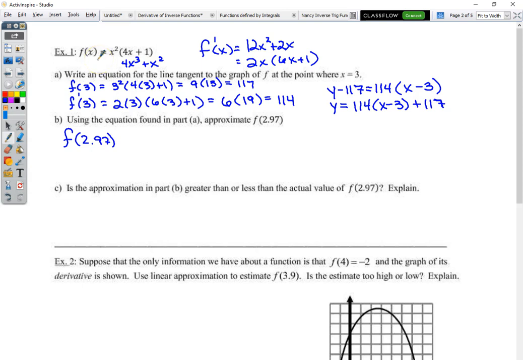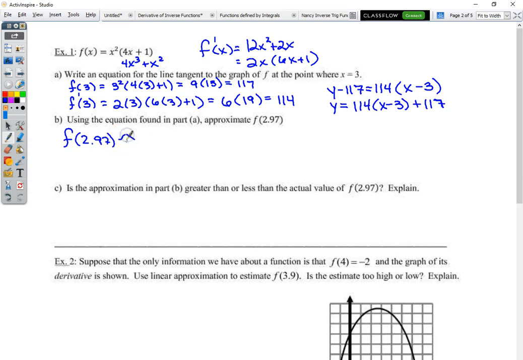Now, I don't know about you. I have no interest in squaring 2.97 and distributing it, nor do I have the interest in cubing 2.97 and then squaring 2.97 and then multiplying that and then combining all those like terms. It's going to be gross.